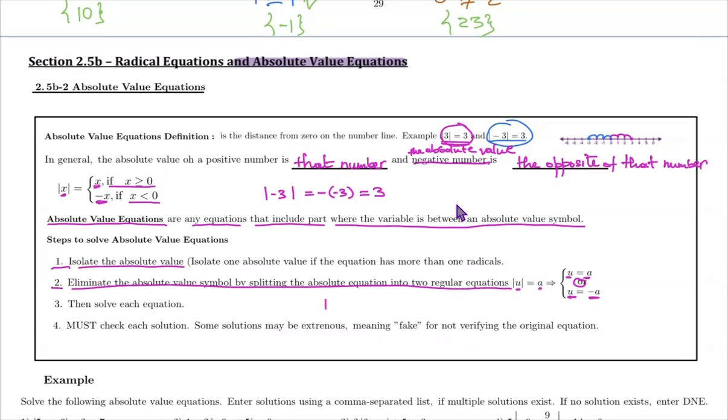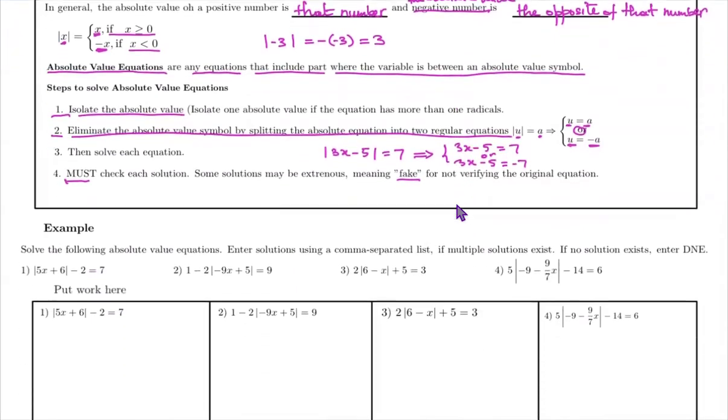For example, if I have absolute value of 3x minus 5 equals 7, that will be equivalent to 3x minus 5 equals 7, or 3x minus 5 equals negative 7. Then we would solve these two equations, isolating the variable from each equation. Then we must make sure we check for fake solutions or extraneous solutions. Let's go through these examples.